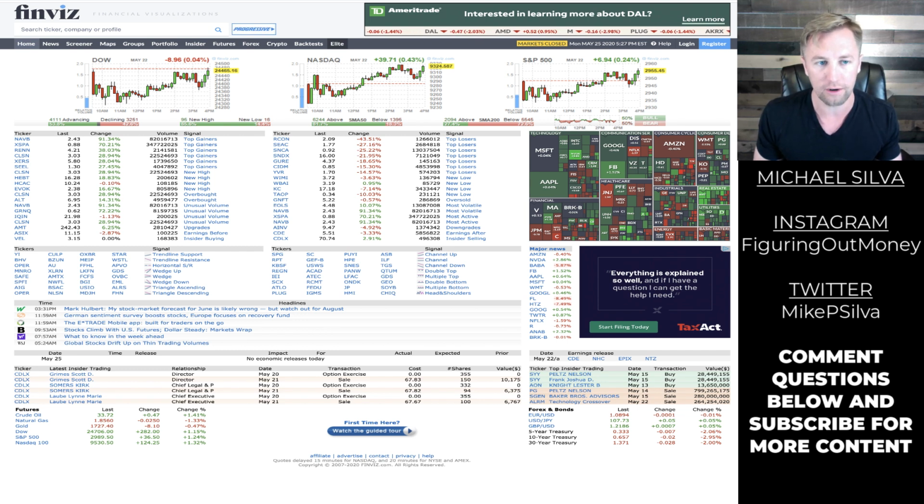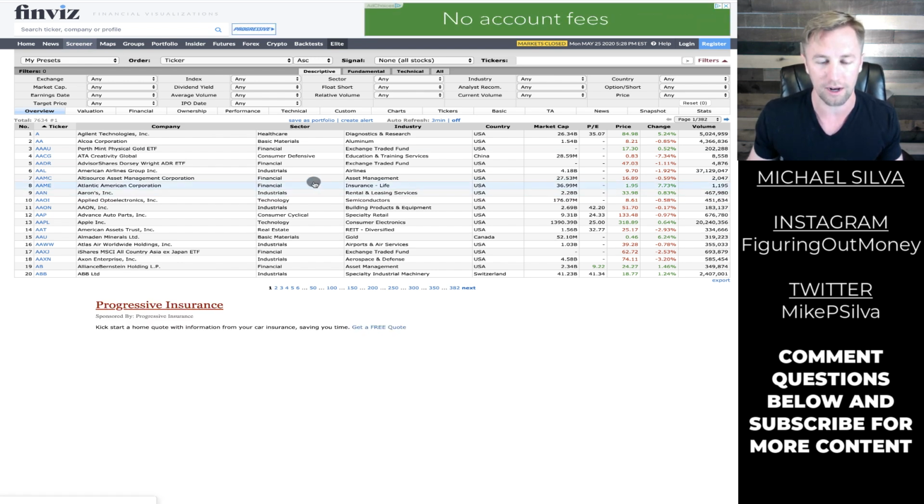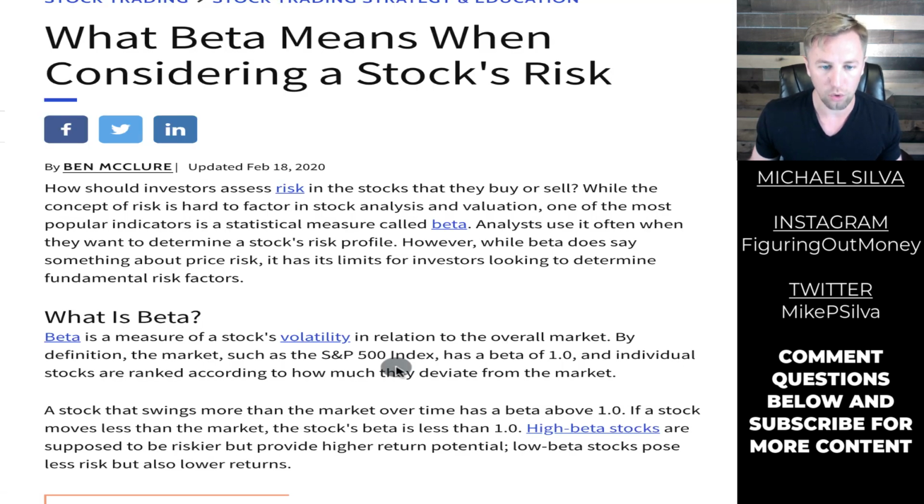Now, we are over here at finviz.com and we will be using the screener tab to find the volatile stocks. Now, there's two things I look for when searching for volatile stocks. The first one is beta. In short, beta is a measure of the stock's volatility in relation to the overall market.